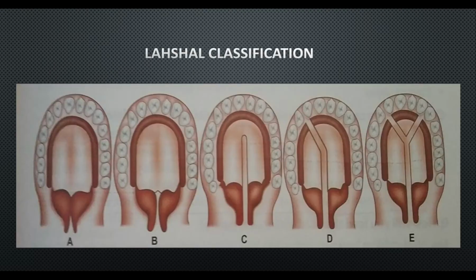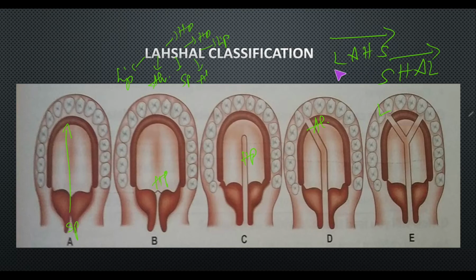The LAHSAL classification just says that L is for lip, A for alveolus, H for hard palate, and S for soft palate. Again H for hard palate, A for alveolus, and L for lip. It is like from the soft palate, the anterior part of the soft palate, extending to the hard palate, then involving the alveolus and involving the lip. It goes from LAHSAL, from soft palate to lip and lip to soft palate. This is one classification.